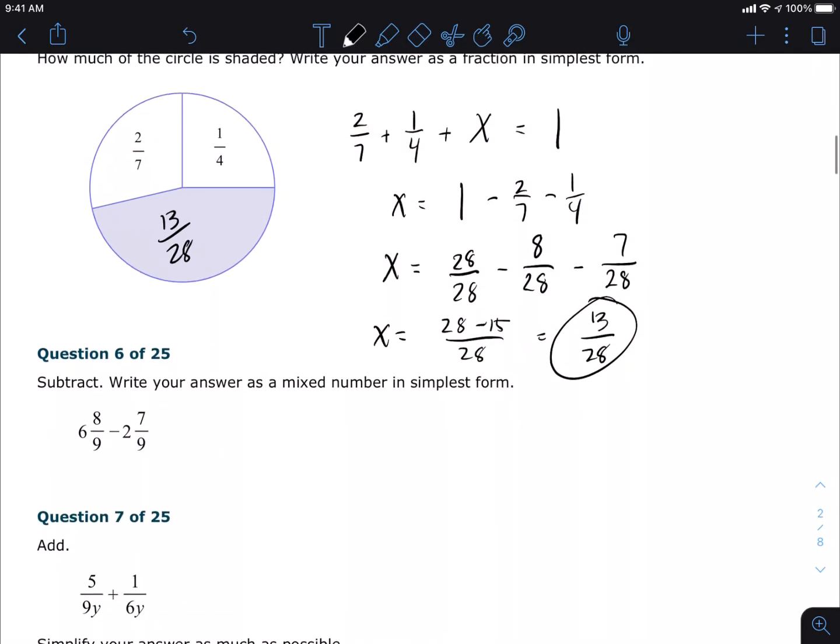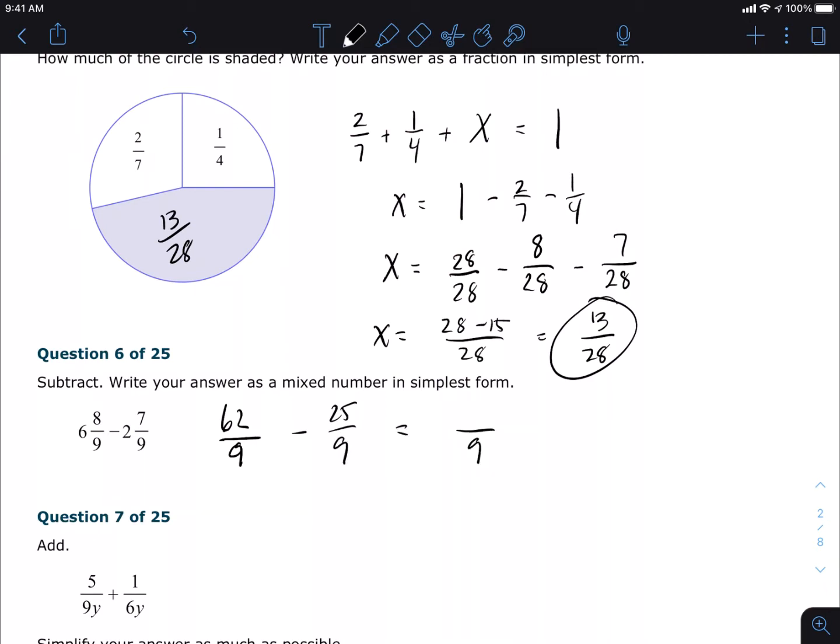All right, so for this next one, they want us to subtract. There's really 2 ways to do it, but I'd rather be consistent and do it the way I've shown you. So what I'm going to do is make it an improper fraction. So then I'm going to get, what is that? 9 times 6 is 54? 54 plus 8 is 62. I had to think for a second. And then 9 times 2 is 18, plus 7 will give me 25 over 9.